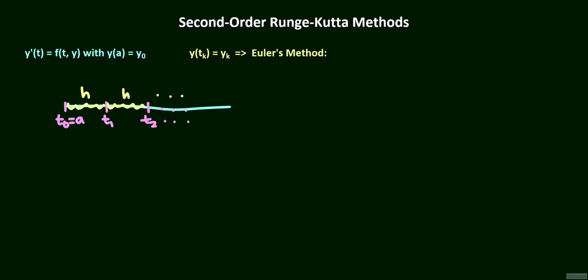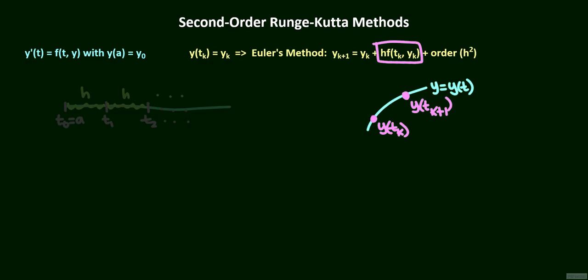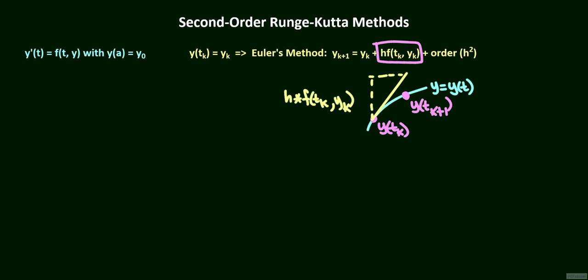The recursion for Euler's method, or simple Euler's method, can be written as y_{k+1} = y_k + h f(t_k, y_k), with an error that is of order h squared. The term h f(t_k, y_k) represents the change in y from t = t_k to t = t_{k+1} along the tangent line at t = t_k, and so h f(t_k, y_k) is an approximation of the change in y along the graph of the exact solution.